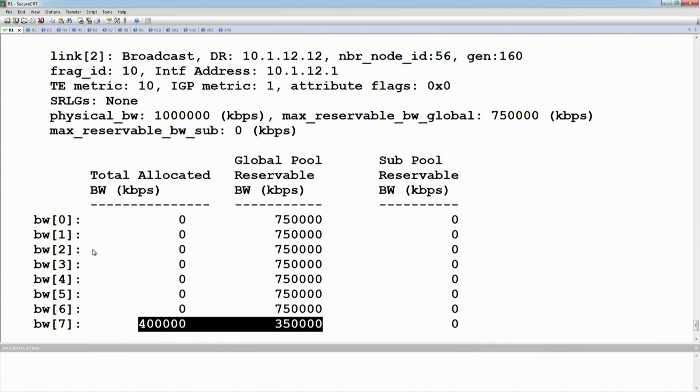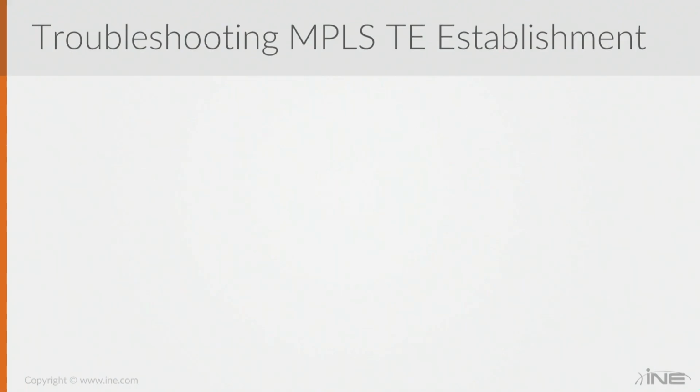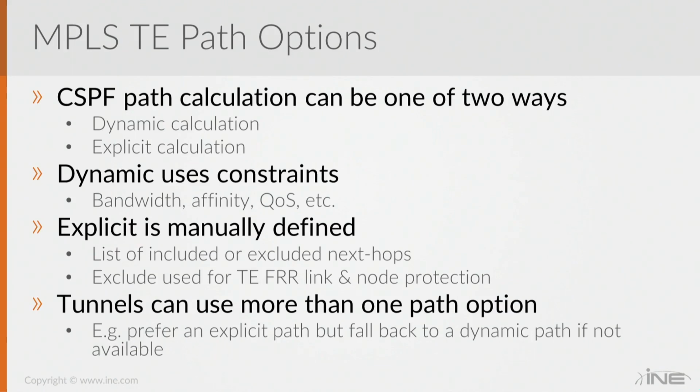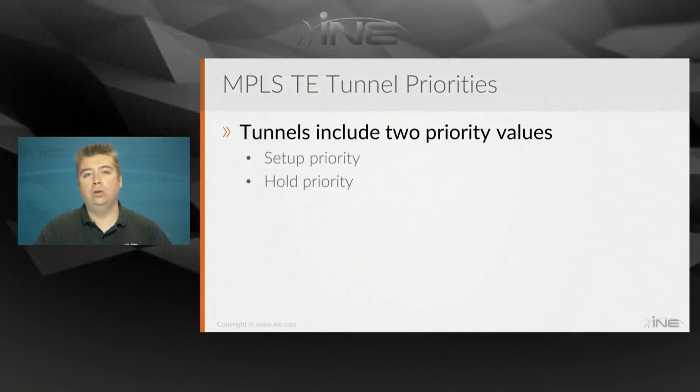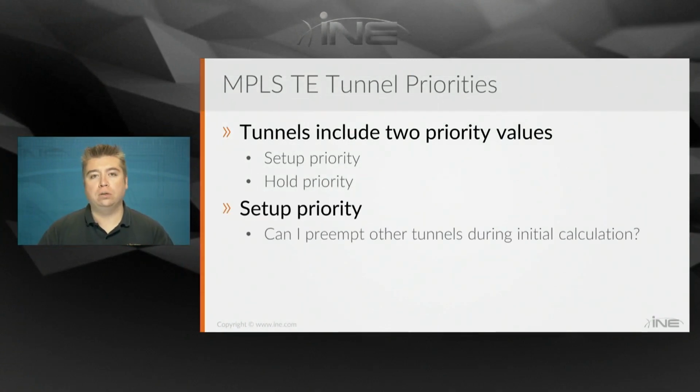Okay, what these priority values are for is two things. One is called the setup priority, and the other one is called the hold priority. Difference between them is that the setup priority says, can I start the tunnel to begin with? So I look at the topology, I look at what are all the current reservations, look at how much bandwidth is available left. If I'm able to satisfy that based on the priority number of the tunnel, based on the setup priority, then I can go ahead and do the signaling.